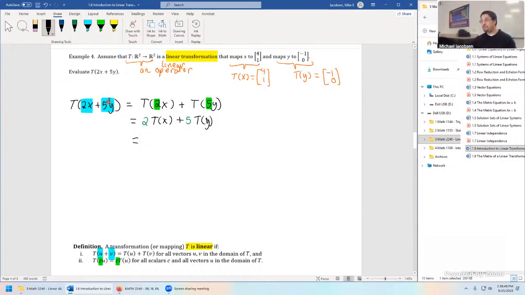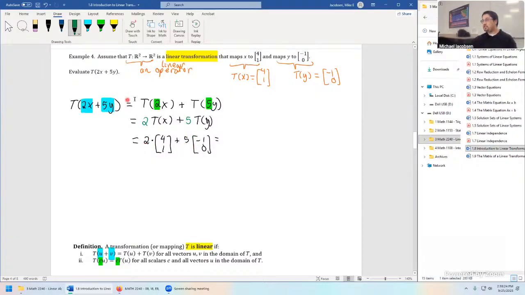So in other words, we can never do this work in the domain. We had to do all of our work in the codomain after mapping x and y by T. So this becomes 2 times T(x), which is (4, 1), plus 5 times T(y), which is (-1, 0). Then it just becomes a linear combination problem. We're essentially done at this stage. And you can kind of see the shortcut already. If you're doing T(2x + 5y), you just take 2 times the output plus 5 times the other output.